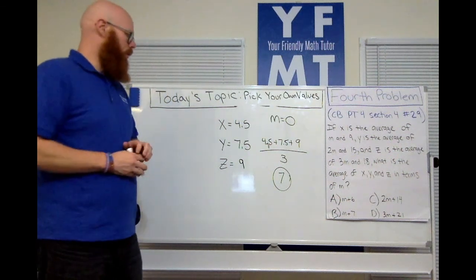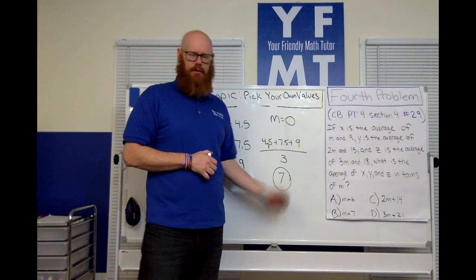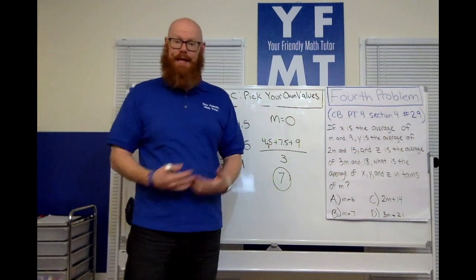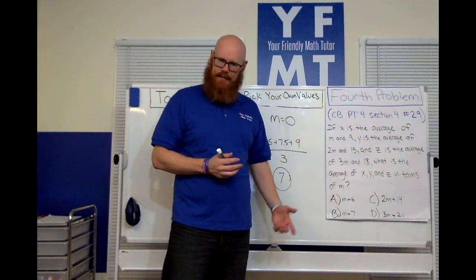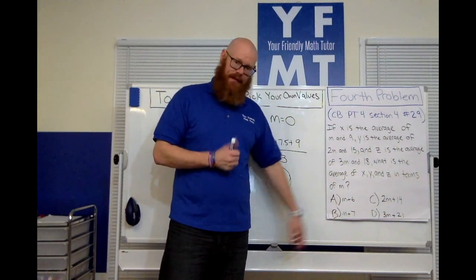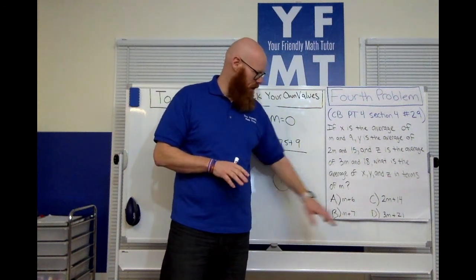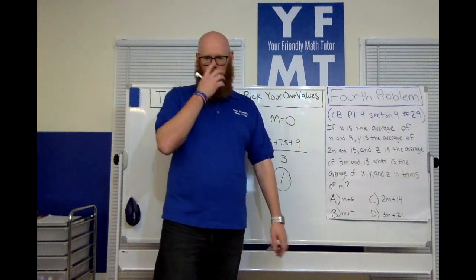So now it's important to know that you're not looking for the answer of 7. You're looking for the answer that when you plug in 0 for m, you get 7. So if we look at A, 0 plus 6, not 7. B, 0 plus 7 is 7. C, 0 plus 14, no. D, 0 plus 21, no. So B is the only one that works.